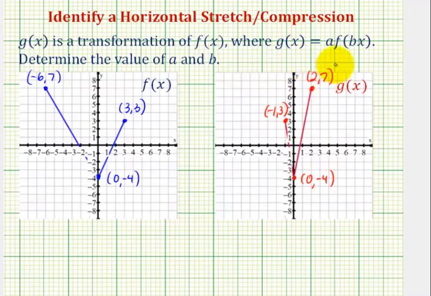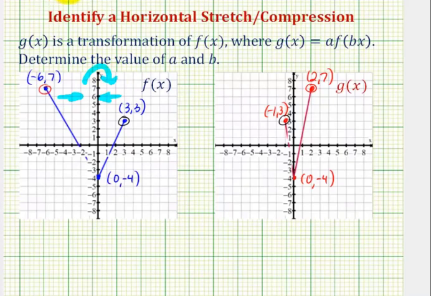Now this one's a little trickier because notice how the high point on f of x is to the left and the high point on g of x is to the right, which means this point here corresponds to this point, and this point here corresponds to this point. So once again, notice how the corresponding points have the same y-coordinates, which means there is not a vertical stretch or compression, but the x-coordinates have changed. They've also been reflected across the vertical axis or the y-axis, which means f of x has been compressed horizontally and also reflected across the y-axis.